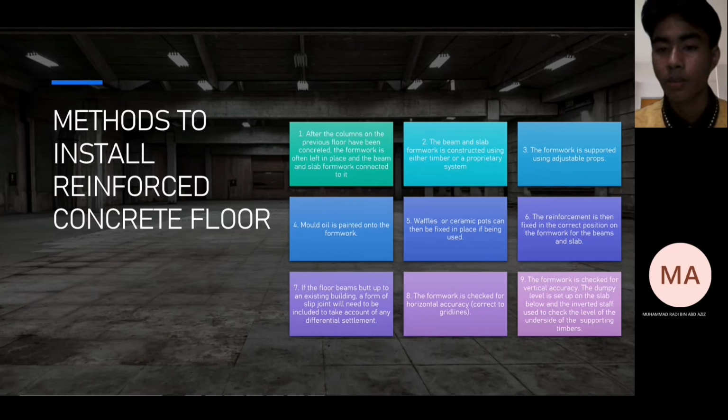The reinforcement is then fixed in the correct position on the formwork for the beam and slab. Number 7, if the floor beam butts up to an existing building, a form of slip joint will need to be included to take account of any differential settlement. Melainkan the formwork is checked for horizontal accuracy, correct to grid line.